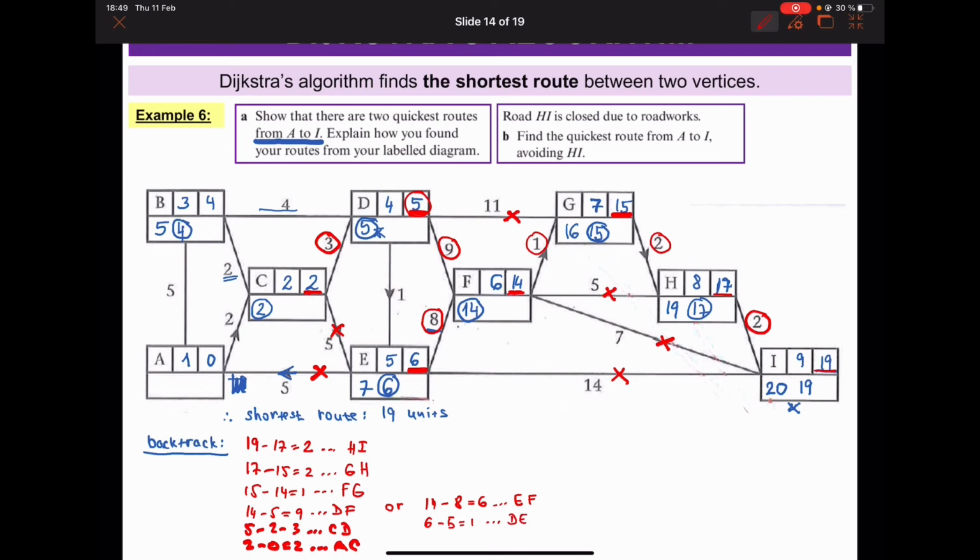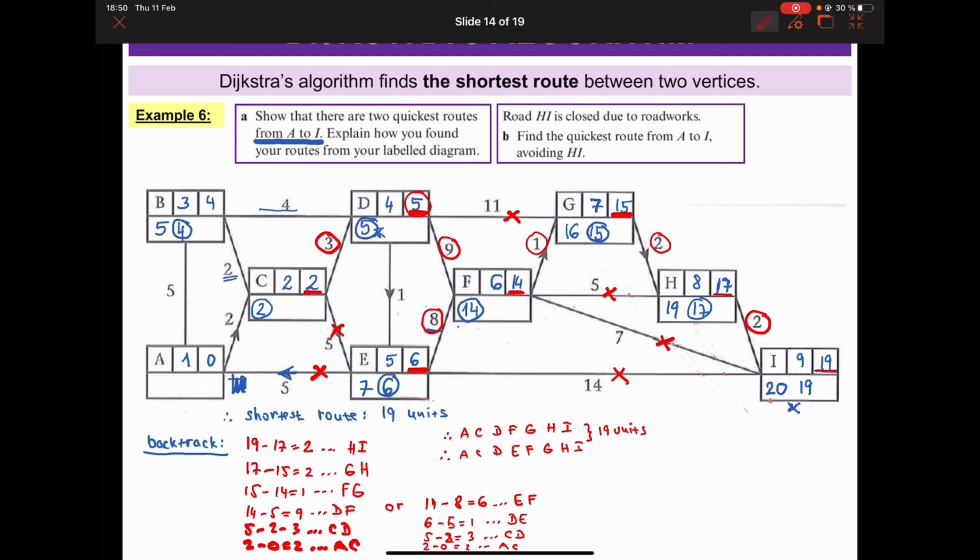And then when I am at D, it will be the same. So 5 minus 2 equals 3. What is CD? And then the last one is 2 minus 0 is 2. What is AC? So I have two options. The first one would be A, C, D, F, G, H, I, or the option number 2 would be A, C, D, E, F, and the rest is the same, G, H, I. Okay, the route still would be 19 units long. So we have two options.